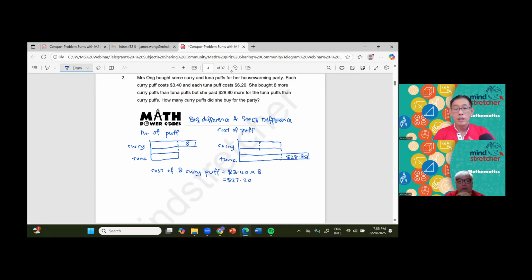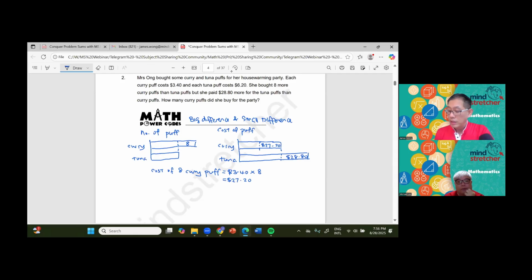Now, can you imagine if Mrs. Ong did not buy the additional 8 curry puff? She will have an equal number of curry puff and tuna puff. Agree? So I'm going to put down the cost of these 8 additional curry puff here: $27.20. This $27.20 is because she bought that additional 8. If she did not buy these 8, she will have an equal number of curry puff and tuna puff. Is everyone clear with that? I think you can follow this explanation.